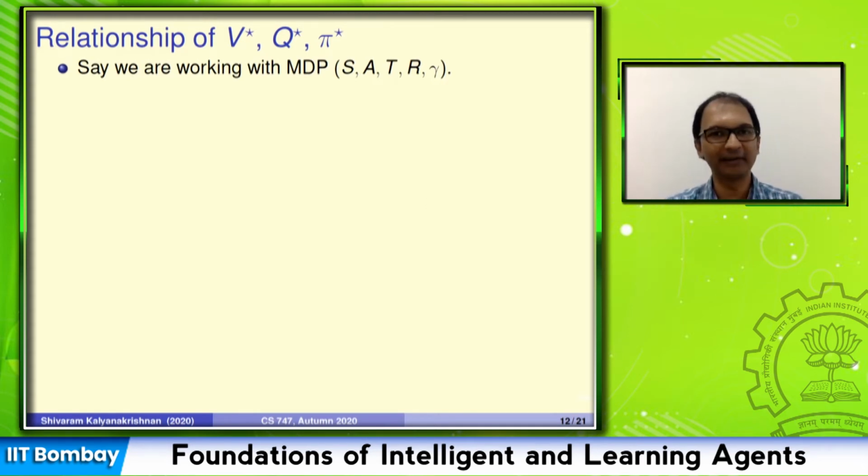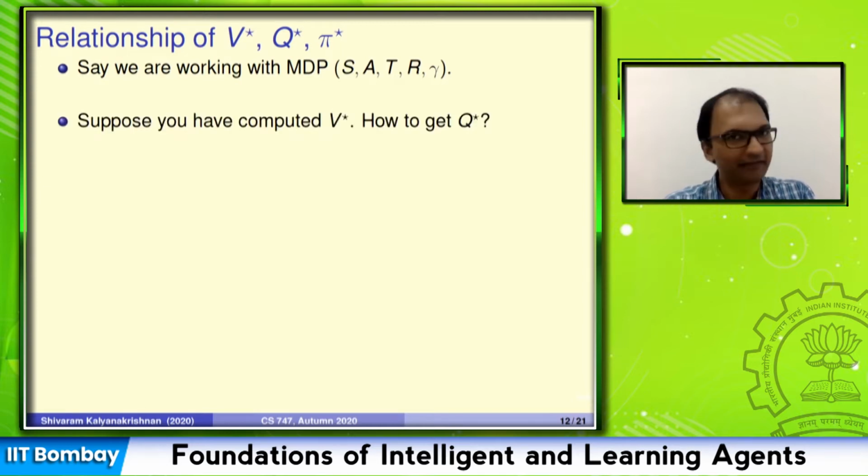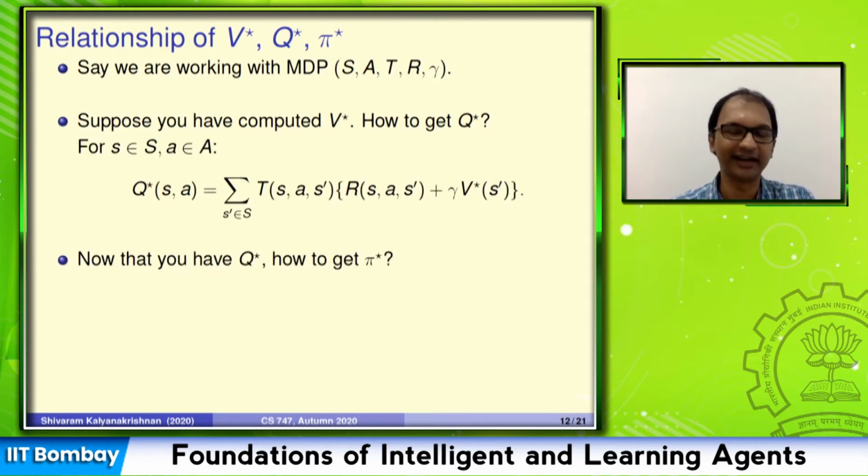Let's say our MDP is S, A, T, R, and gamma, and we have V star. Maybe we got V star by value iteration. Can we now get Q star? Most certainly you can. Just invoke the definition of Q star. It's going to be the expected long-term reward of taking action A for the first time step, and thereafter acting according to an optimal policy. So that will give you V star of S prime.